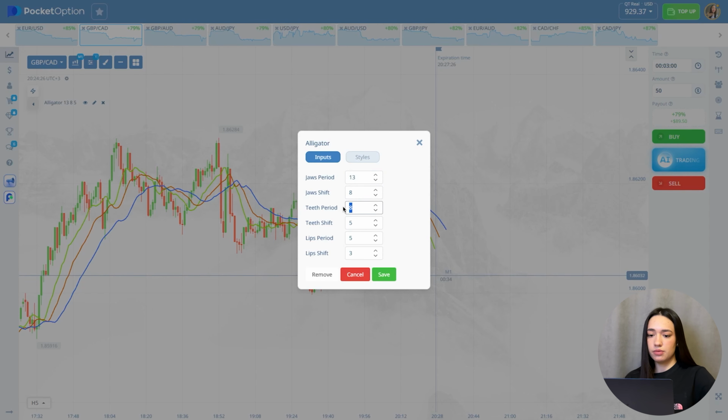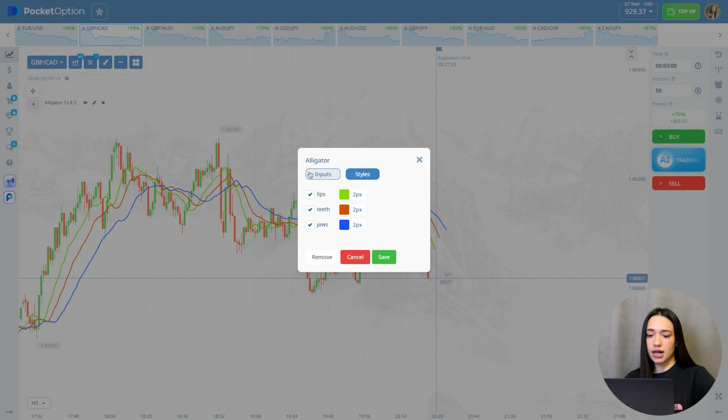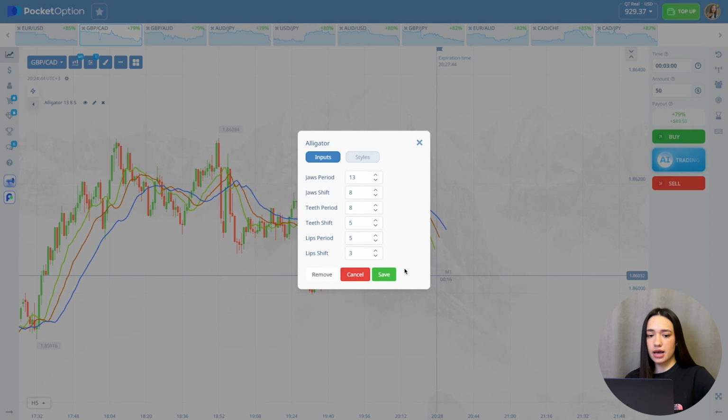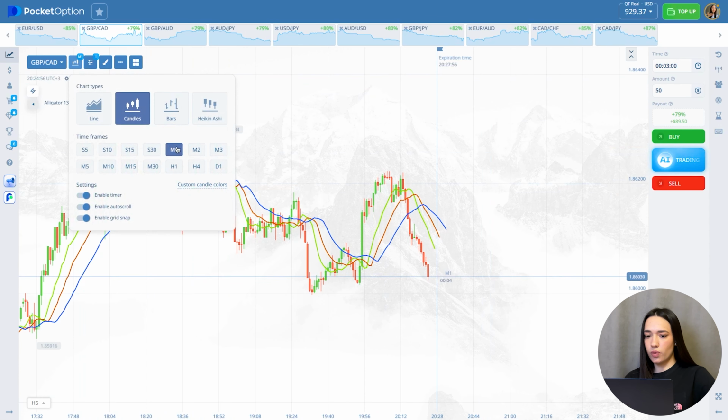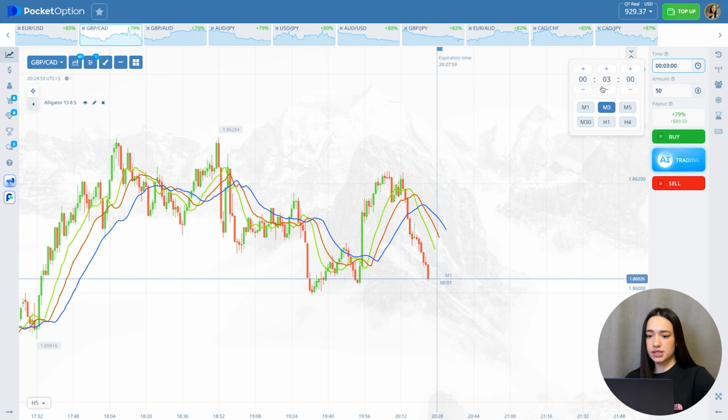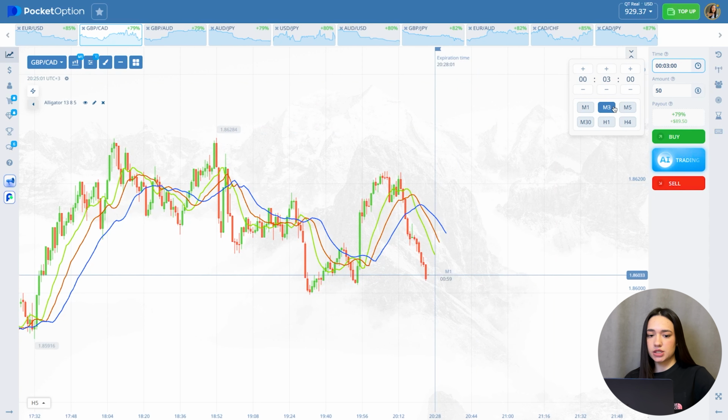We have the jaws period 13, the teeth period 8, and the lips period 5. These are the default settings, and in the style tab we can see the visual representation. The lips are green, the teeth are red, and the jaws are blue. We click save and we don't change anything. For my trading approach, these settings are perfect. We analyze the charts on the 1 minute time frame and open trades with a 3-minute expiration time.